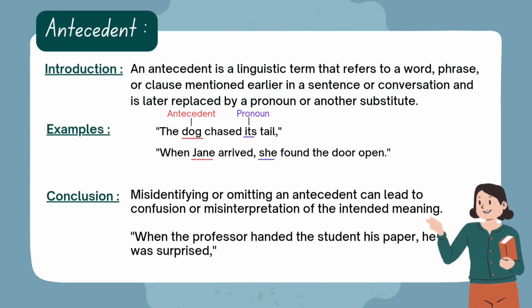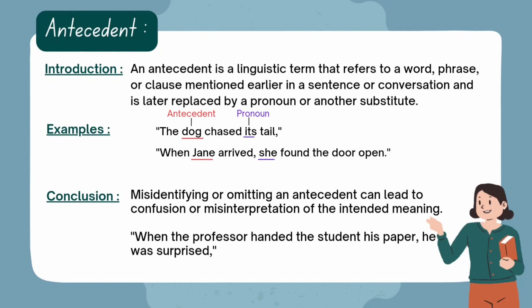Antecedent. An antecedent is a linguistic term that refers to a word, phrase or clause mentioned earlier in the sentence or conversation and is later replaced by a pronoun or another substitute. So see the example, the dog chased its tail. The noun dog is the antecedent of the pronoun its. So properly identifying antecedents helps avoid confusion and we can clearly understand what or whom the pronoun is referring to.